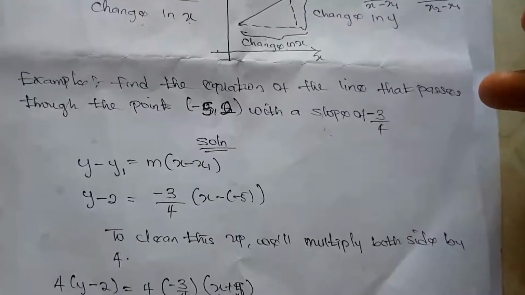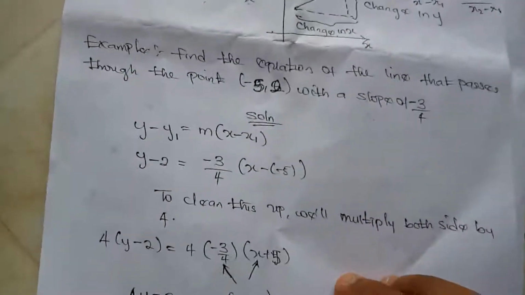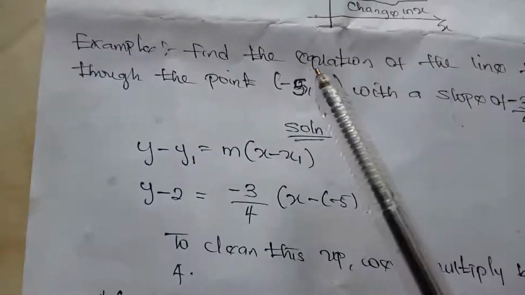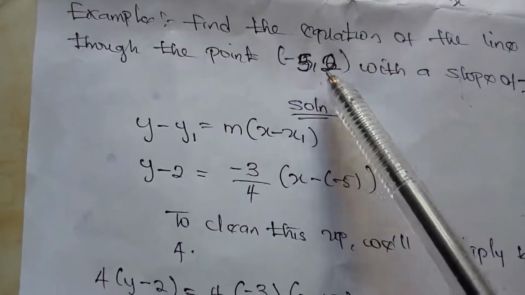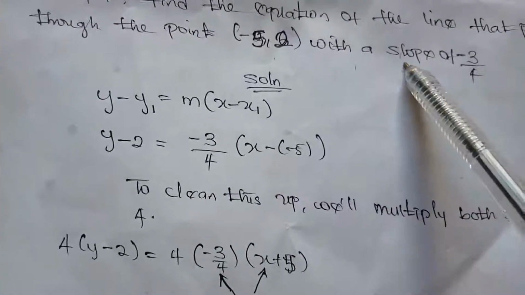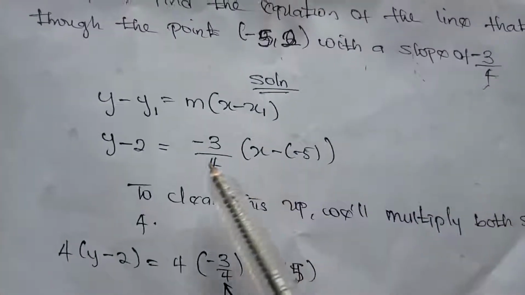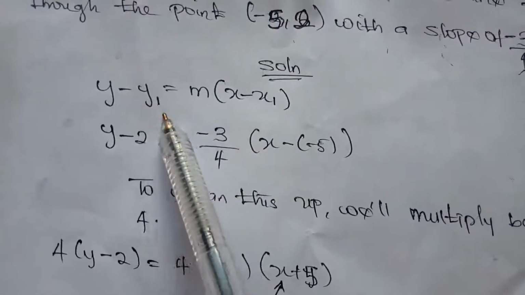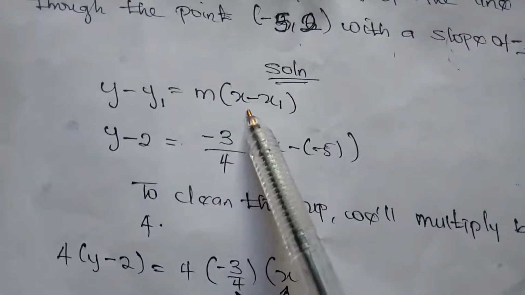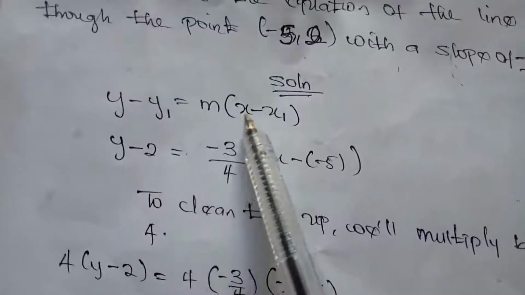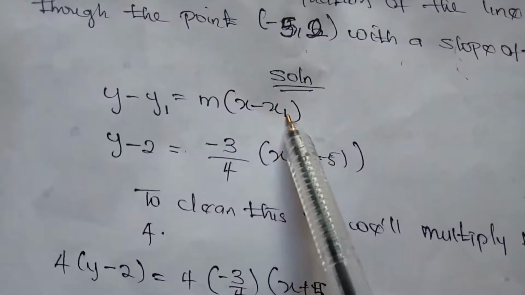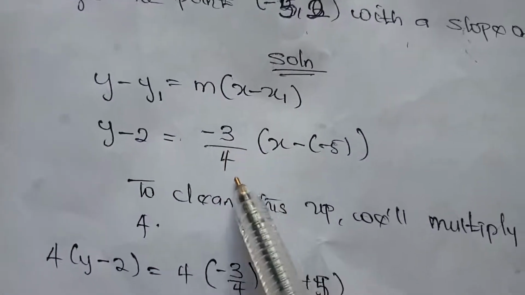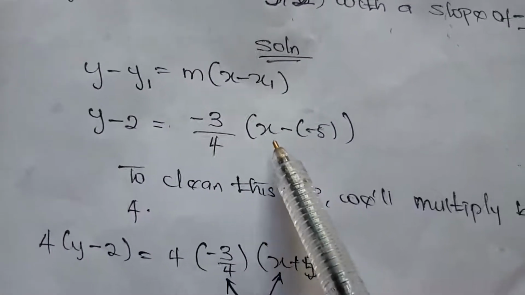So now, there's an example here. Find the equation of a line that passes through the point (5, -2) with a slope of -3/4. They give us the slope. That's this formula that we used the first time: y minus y1 is equal to m times (x minus x1). Y minus 2 is equal to minus 3 over 4 times x.